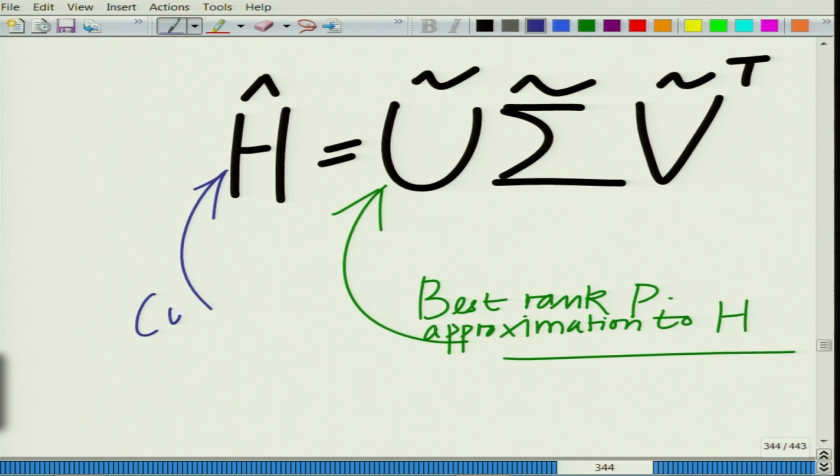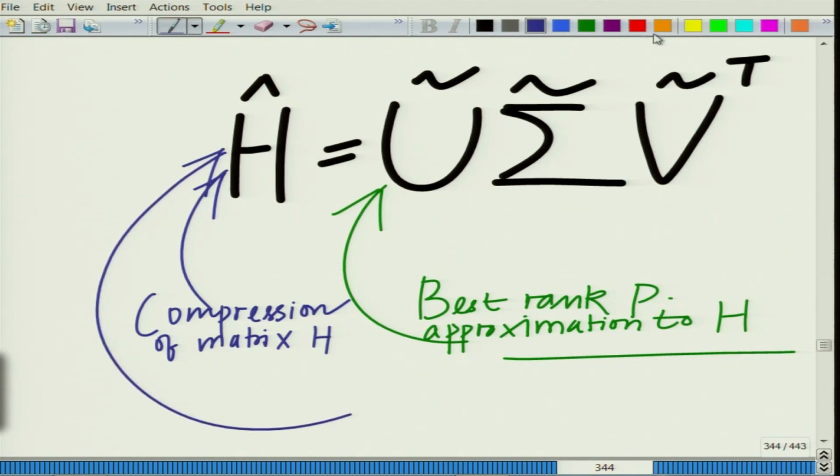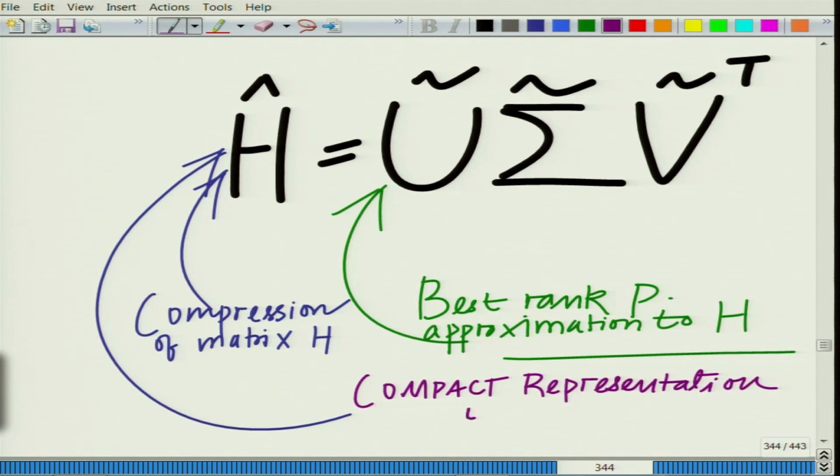So, H hat is essentially, if you think about this, a compact representation of H and has several applications. Again, this is very similar to PCA, and can be used as a compact way to save, transmit, like store this matrix H, transmit matrix H and manipulate this matrix, right. So, in case you are wondering why we need this low rank approximation, it is essentially a compression of matrix H, or you can also think of it as a very compact representation of the matrix H, all right.